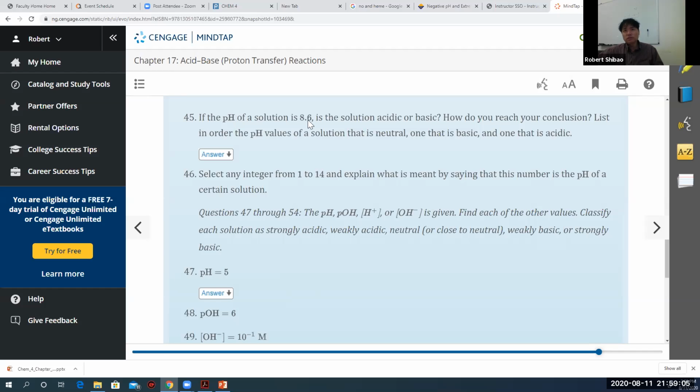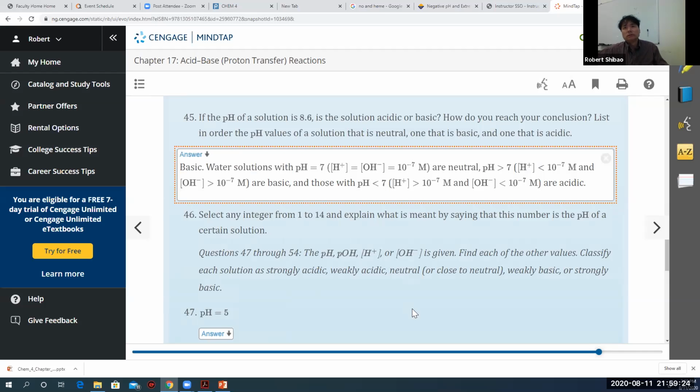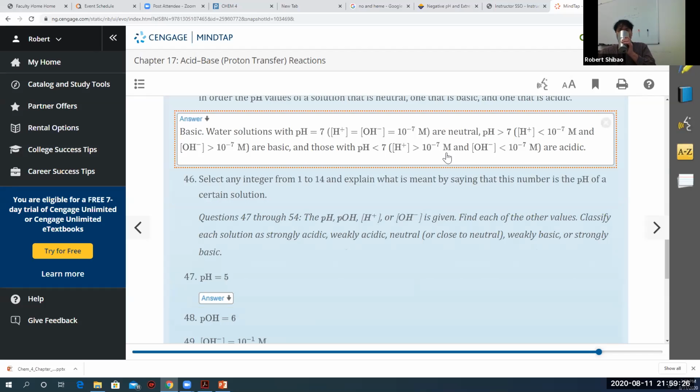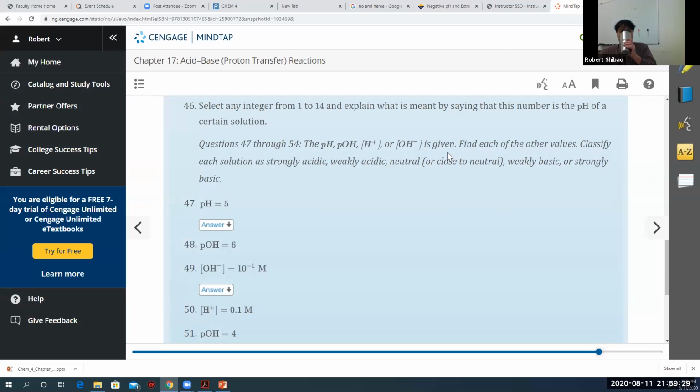If the pH of a solution is 8.6, is the solution acidic or basic? It's basic. pH is greater than 7, so it's basic. I don't know what they want us to do. Find the pH, pOH, H plus, hydroxide. Find each of the other values. Classify each solution as strongly acidic or basic.